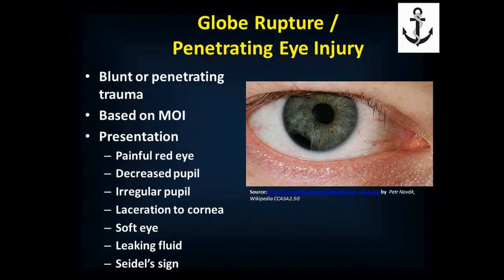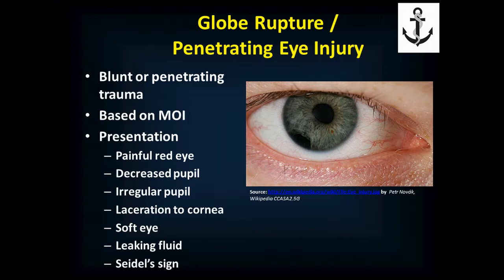Now, if someone has a globe rupture or penetrating eye injury, then you have much greater concern for them. And these can occur from blunt or penetrating trauma. Based on the mechanism of injury, you're suspicious for this. So the patient will have a painful red eye, they'll have had some trauma, they may have a pupil that's decreased in size, or it may not be reactive, or it may be irregularly shaped.